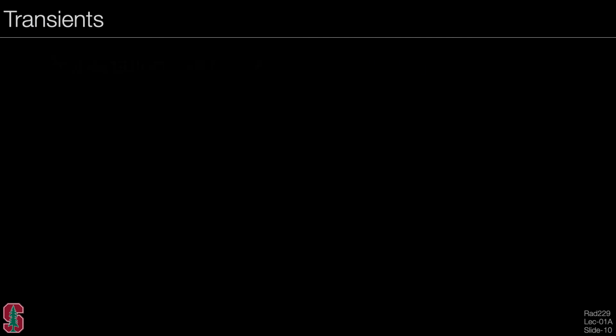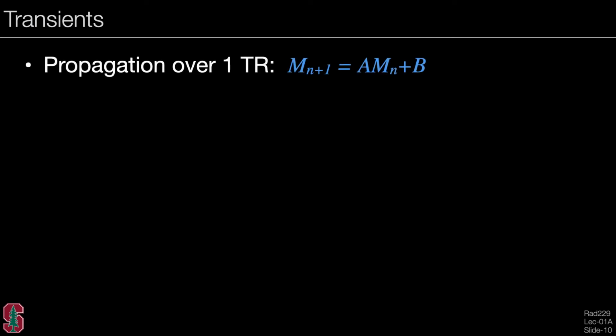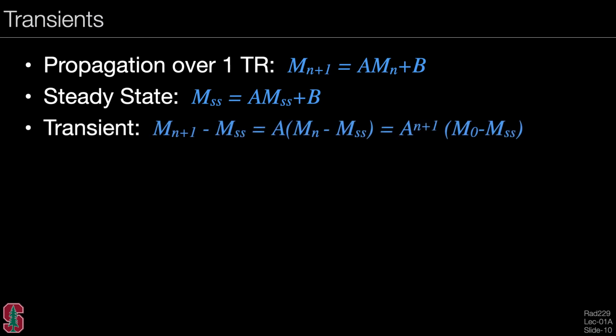So let's review this. Again, the propagation over 1 TR can be expressed as the multiplication by a 3 by 3 A matrix and addition of a 3 by 1 vector B. Notice in the steady state that this multiplication and addition does not change the value. So we have M_SS equals A times M_SS plus B. We can use this to combine these two equations and write the transient in this expression here.